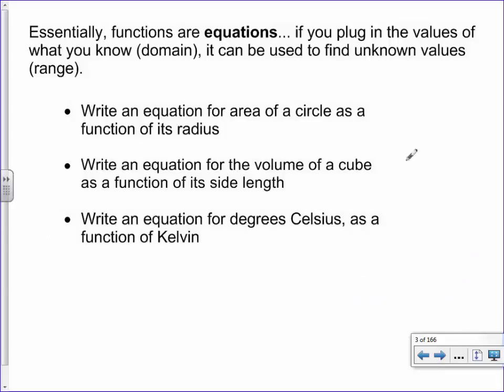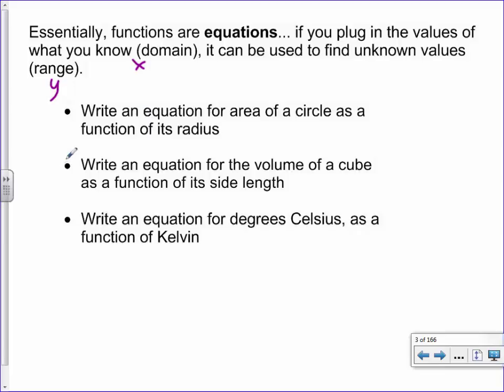When it comes down to it, functions are equations. Okay. We've done a little bit of work with equations already this year with all of our algebra unit. But at the end of the day, you plug in values of what you know, which is domain, like an x value, and you use it to find an unknown value, a y value.